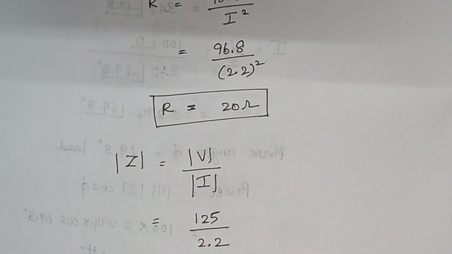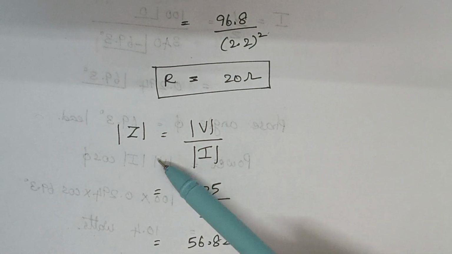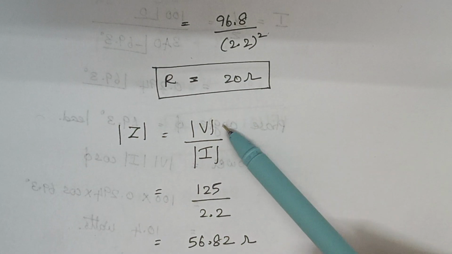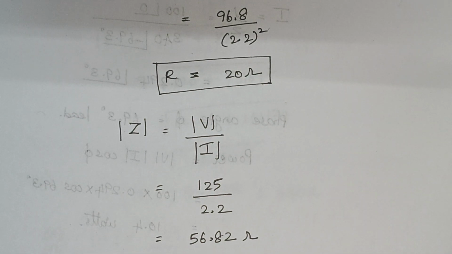So we are calculating this formula. We are calculating the impedance. So Z is given by V by I. V is given, I is given. So the value of Z is 56.82.